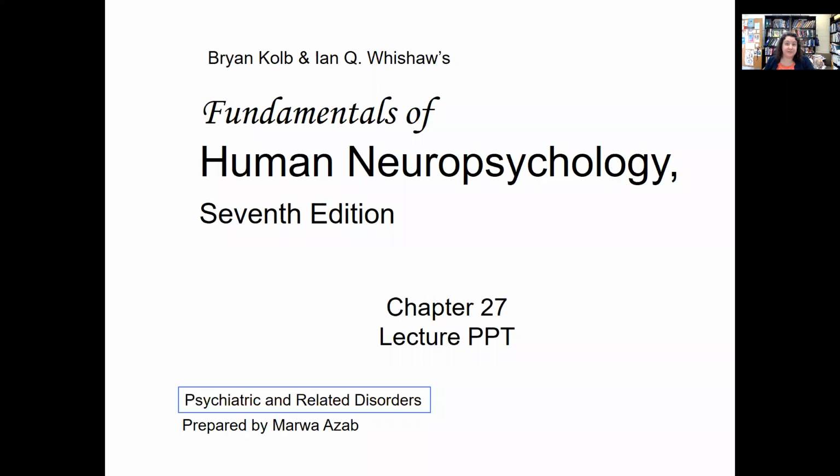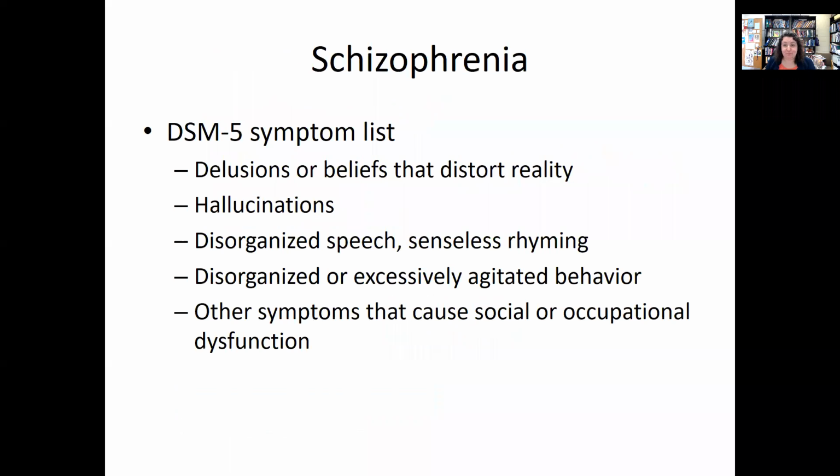Hi, everybody. So today we're going to go over the neuropsychological aspects of some of the psychiatric or psychological conditions. So these are the conditions you would typically study in abnormal psychology. And they all have brain-based things that are related. So we'll start with schizophrenia.